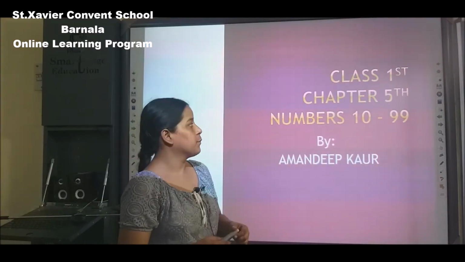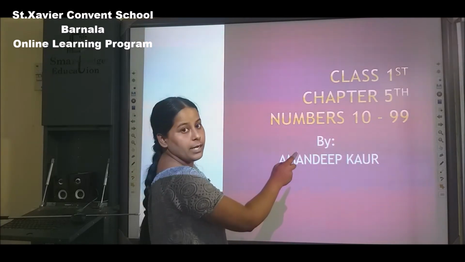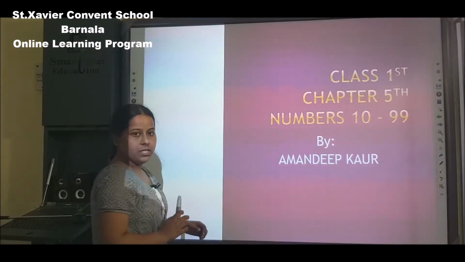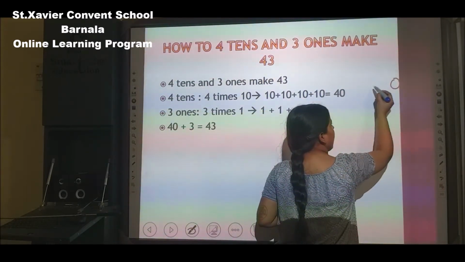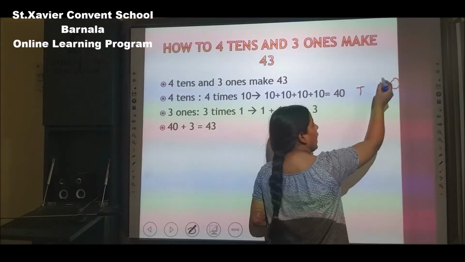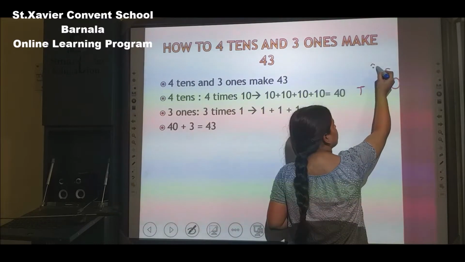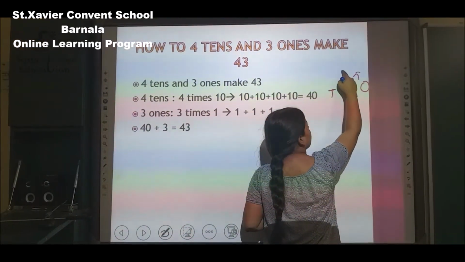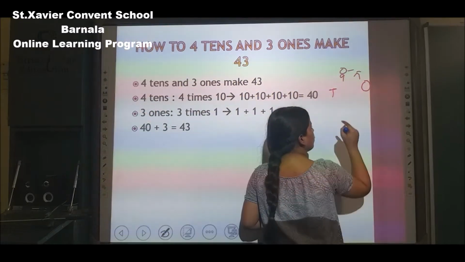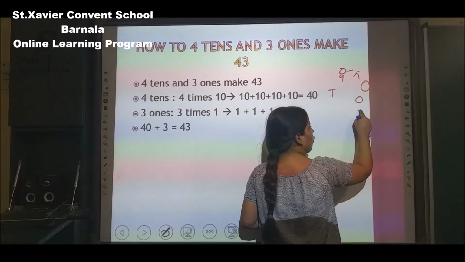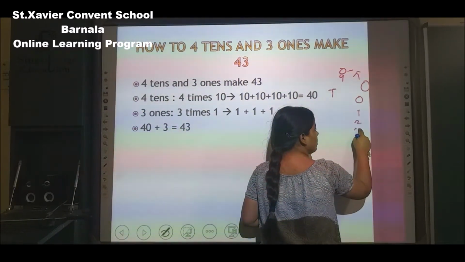Today we start chapter 5, numbers from 10 to 99, two-digit numbers. In two-digit numbers, we have ones and tens. At the ones place, we have digits from 0 to 9. 0 to 9. 0, 1, 2, 3.